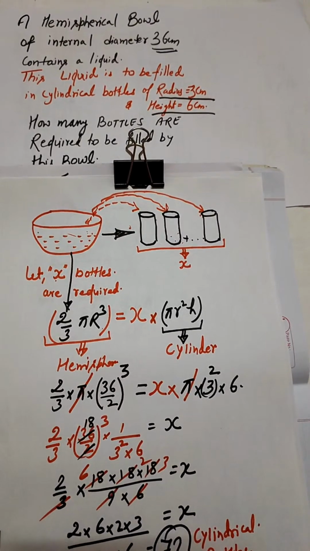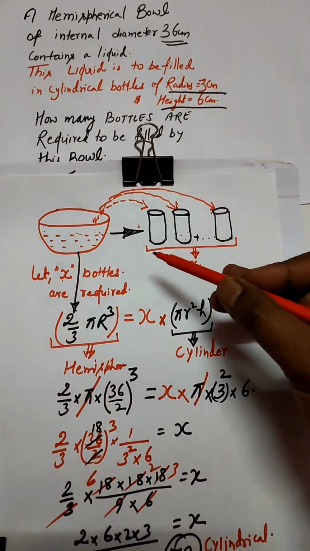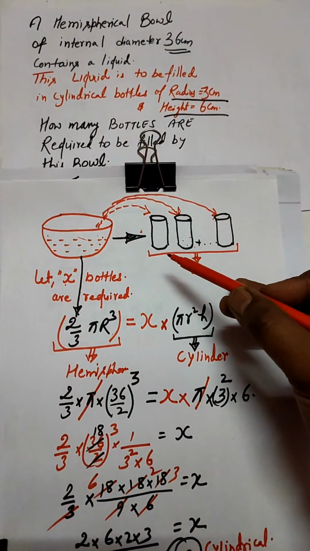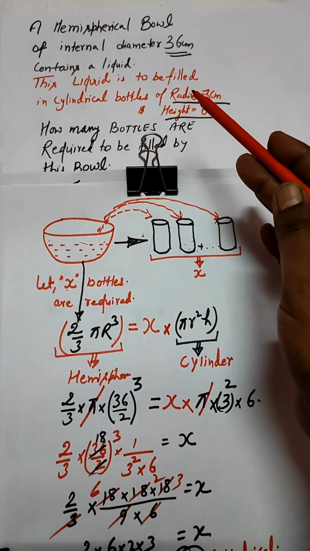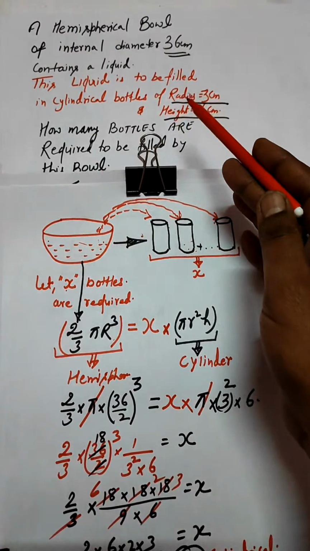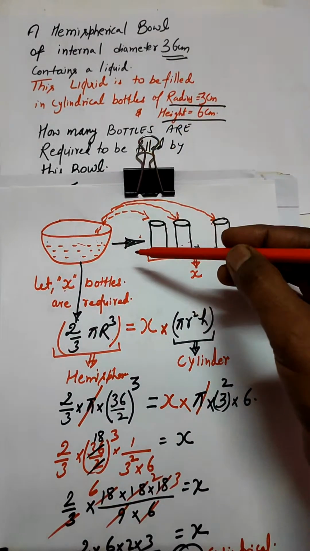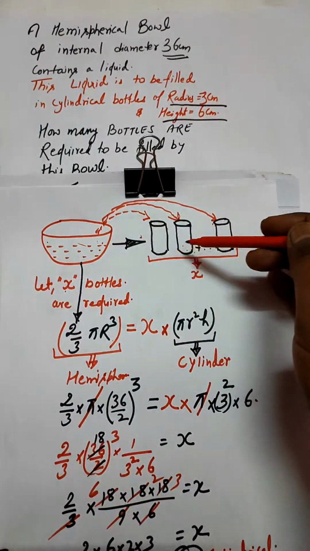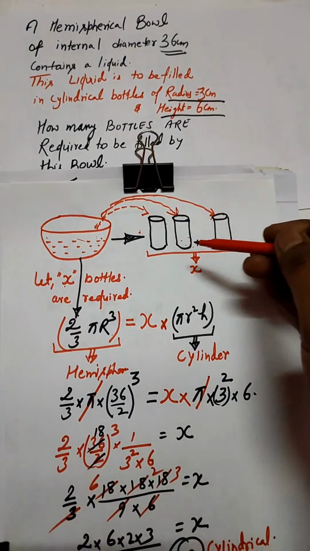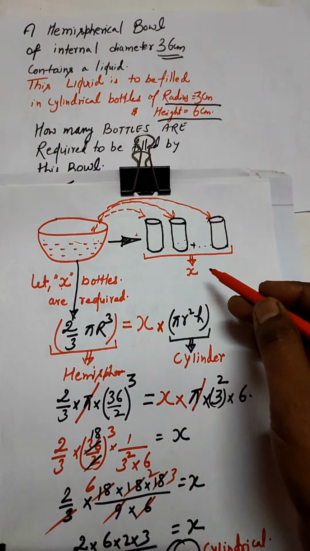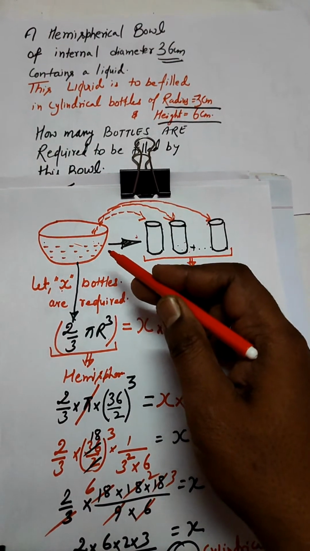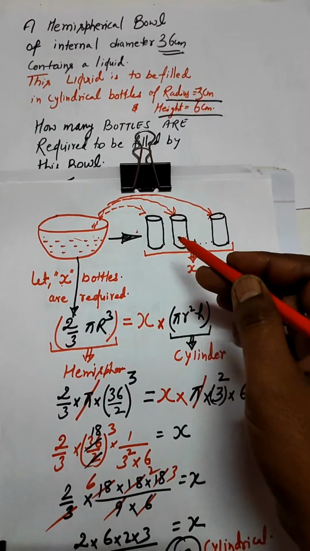So today I am just sharing this concept of mensuration. A simple volume question where a hemispherical ball of given internal diameter is to be emptied into n number of cylindrical bottles. We need to find out how many such cylindrical bottles will be used to empty the liquid of this hemispherical ball.